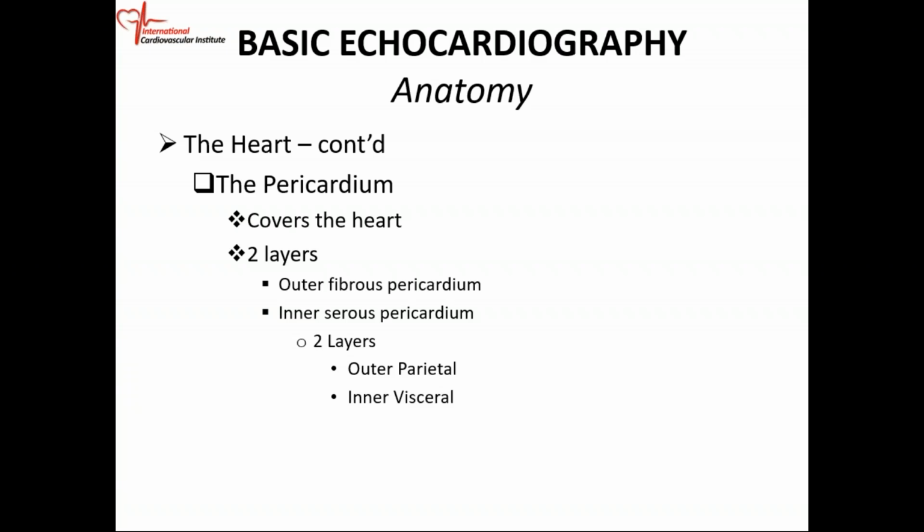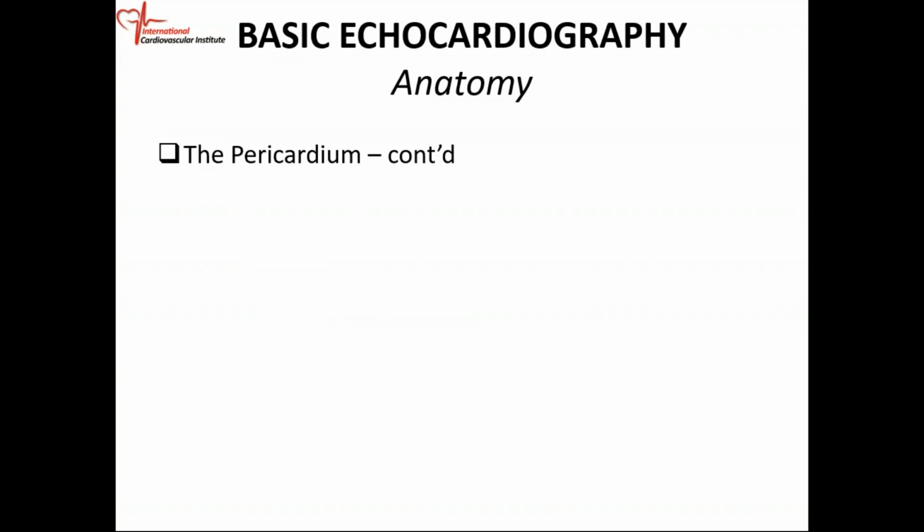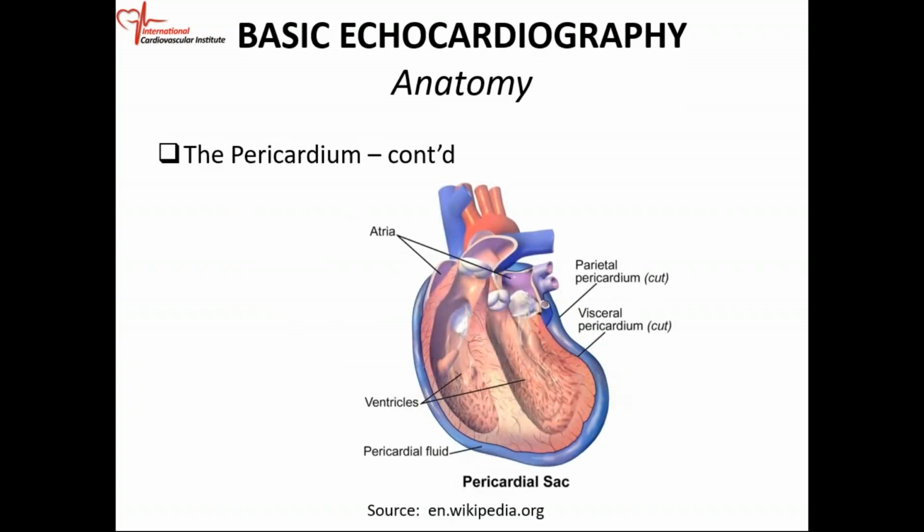So the heart is covered by the pericardium and it protects the heart. The pericardium protects the heart. Okay? There again is an outer fibrous layer we call the outer fibrous pericardium, an inner serous pericardium, which is made up of an outer parietal and an inner visceral. So let's look at it and see, because when you can see something, you can commit it to memory more.